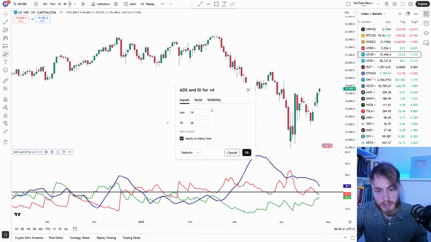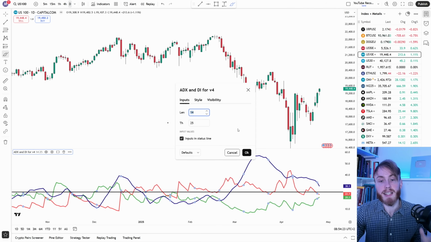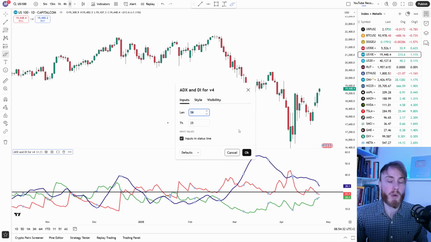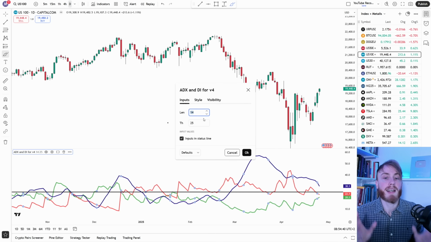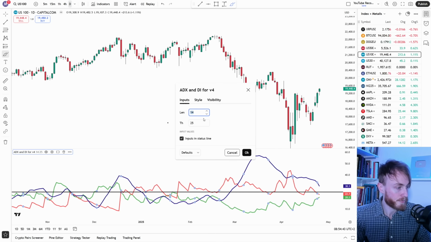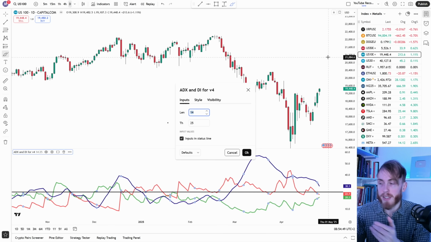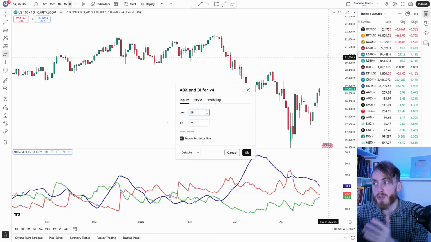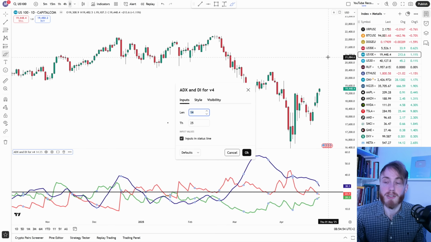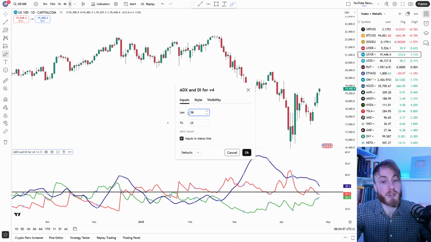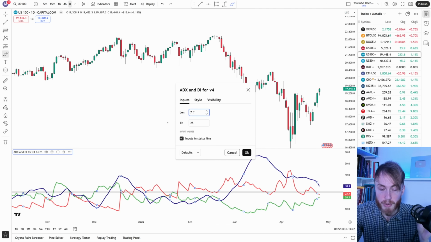Now, the next setting I want to take a look at, this is something you definitely can change, is the length, or LEN. So the standard length is 14, and I actually think this is a good setting because 14 is a standard length for many other indicators, such as the RSI, ATR, and so on. But here it depends a little bit on what type of trader you are. So for example, if you are a day trader, maybe you're trading the 5-minute or 15-minute time frame, and you really want faster signals, you will get a little bit more false signals, but you value faster signals more. Then a common setting is to change the length down to 7.